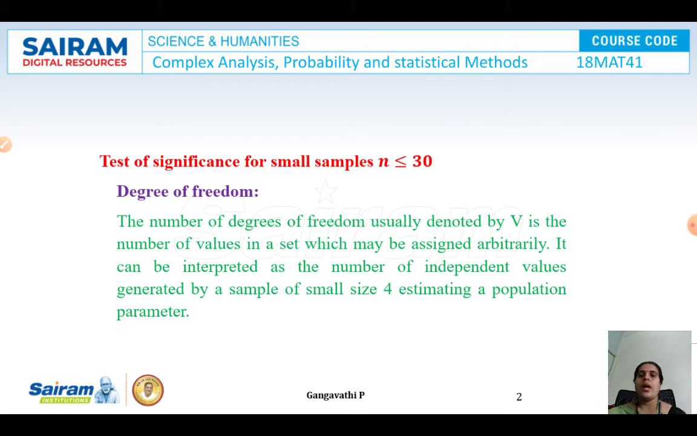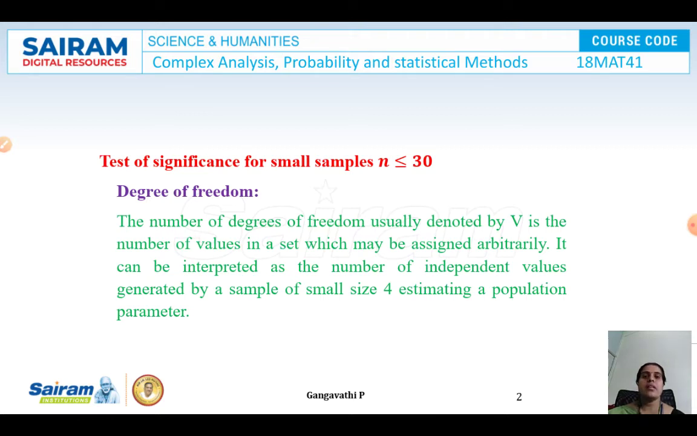Now, there is one thing that we need to remember. Whatever samples we consider here will be small samples, meaning the size of the sample will be less than or equal to 30. The test of significance for small samples only is what we are going to discuss here.